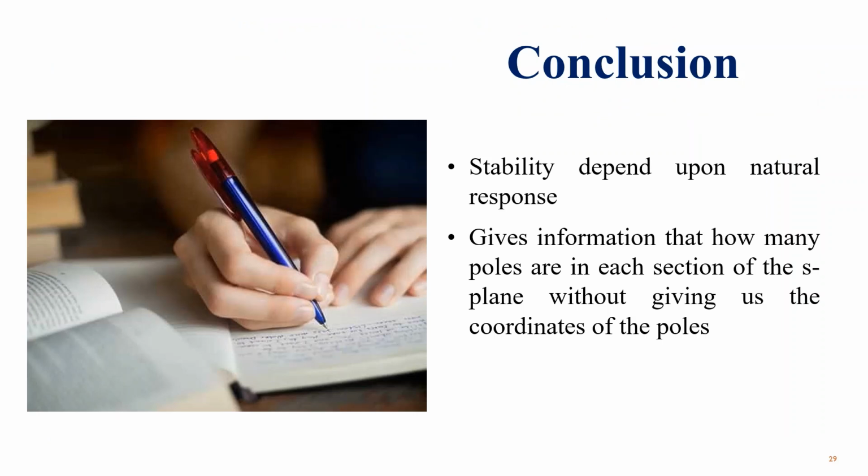So from this experiment, we have learned that stability is based on a natural response that decays to zero as time approaches infinity. The Routh Hurwitz criterion lets us find out how many poles are in each section of the S-plane without giving us the coordinates of the poles. Just knowing that there are poles in the right half plane is enough to determine that a system is unstable. Under certain limited conditions, it is necessary to have the information of the coordinates of the poles.